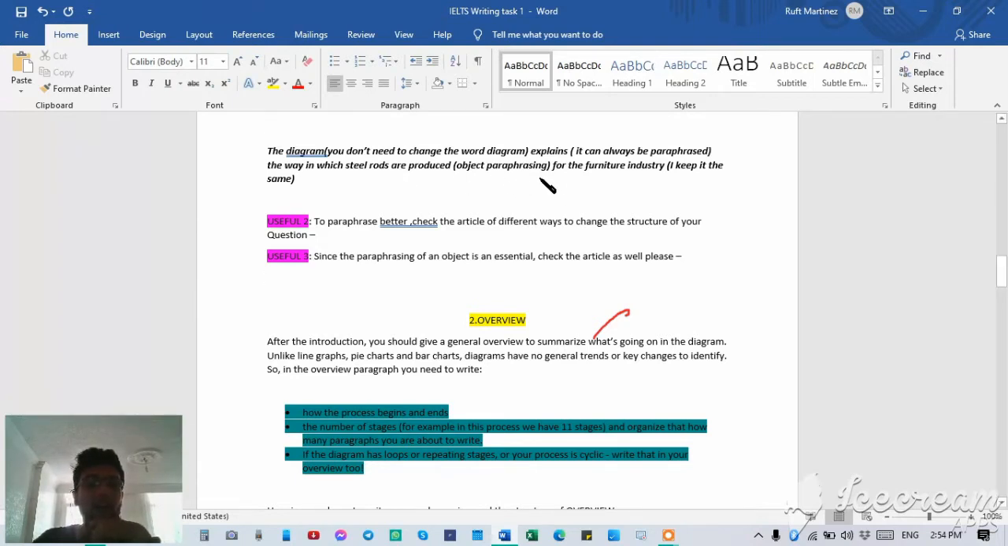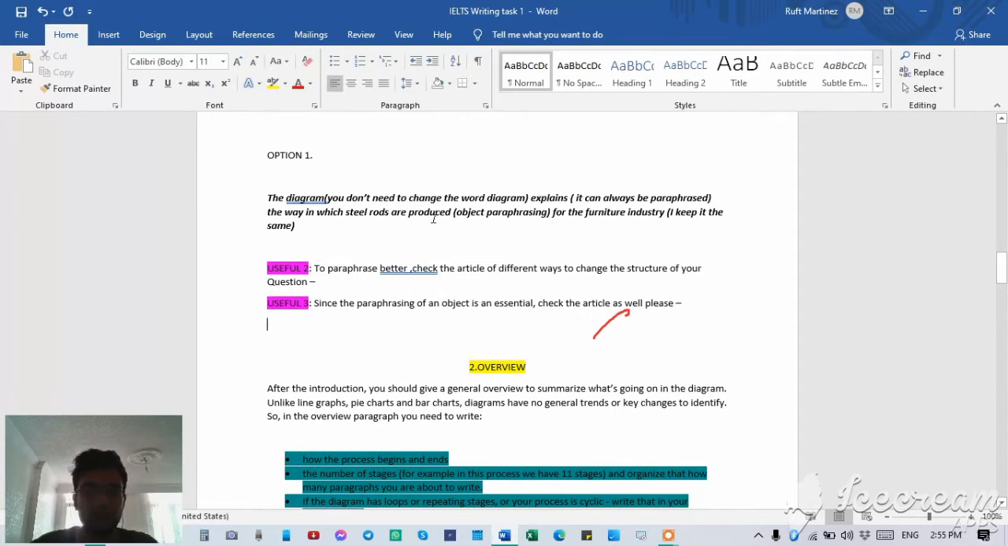Here I have object paraphrasing. For the next class, for the next essay that you're going to write, a sample essay for me, you can use whatever way you know. I will teach you how to paraphrase an object just like this. For the furniture industry, I don't have a better option, so I just keep it like that. You don't need to paraphrase all the words in your question card. If you know a better option, use it. If you don't know it, just keep it like that. What actually must be paraphrased is the verb and the object in the question card.